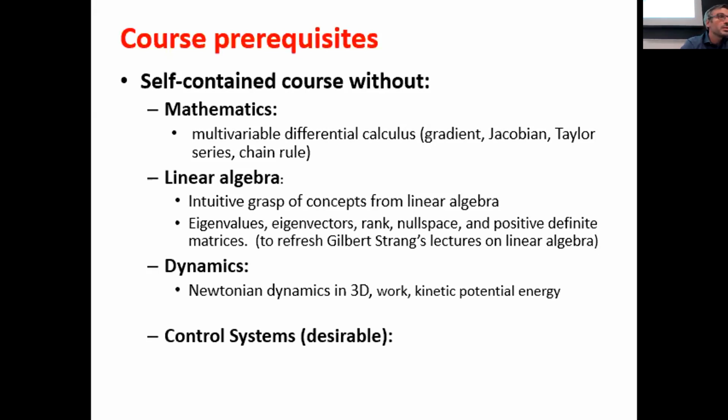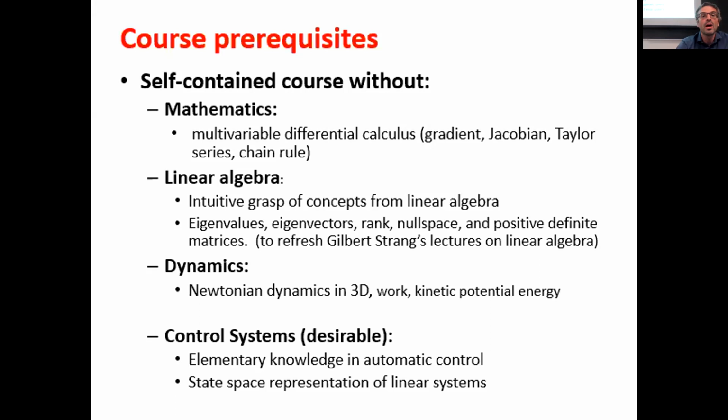Another point is control systems, because robotics is heavily based on the fact that we want to control the robot after we model it. So it's very good if you have some previous knowledge of control systems and automatic control, which means, for example, knowing what a state space representation is, what a transfer function is, and some idea of what stability is. I will anyway try to recall this, but I will assume you have some previous knowledge.